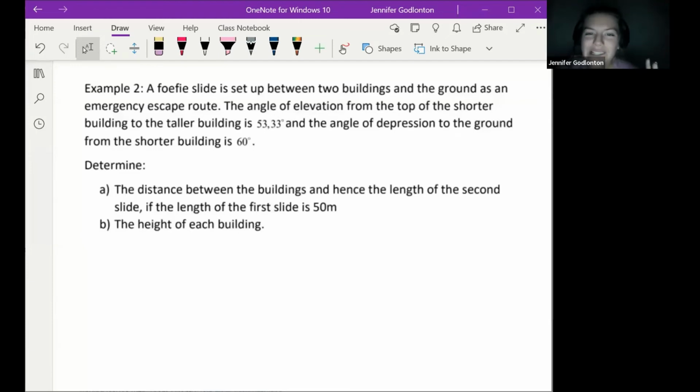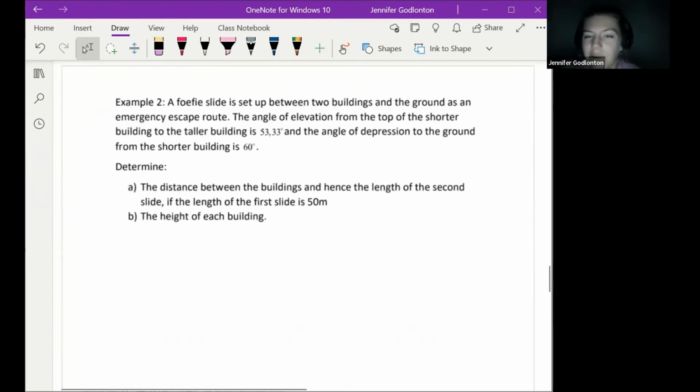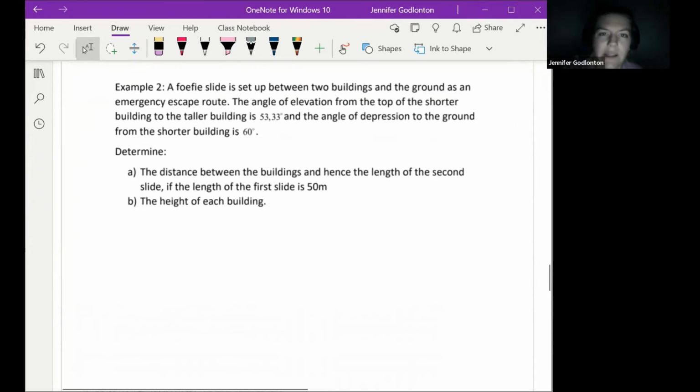Okay, so a foofy slide is set up between two buildings and the ground as an emergency escape route. The angle of elevation from the top of the shorter building to the taller building is 53.33, and the angle of depression to the ground from the shorter building is 60 degrees. Now I'm going to help you draw this one out because it's quite a tricky one to draw. They would never give you a question like this without a drawing in a test. But let's try and talk it through together as we go.